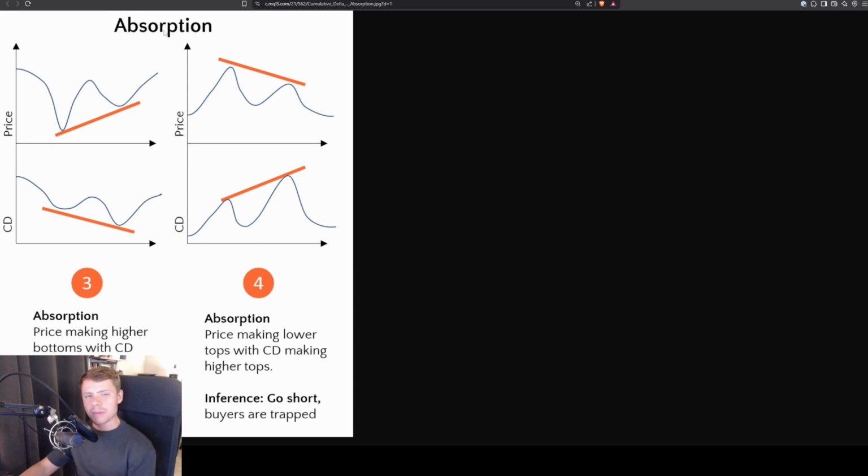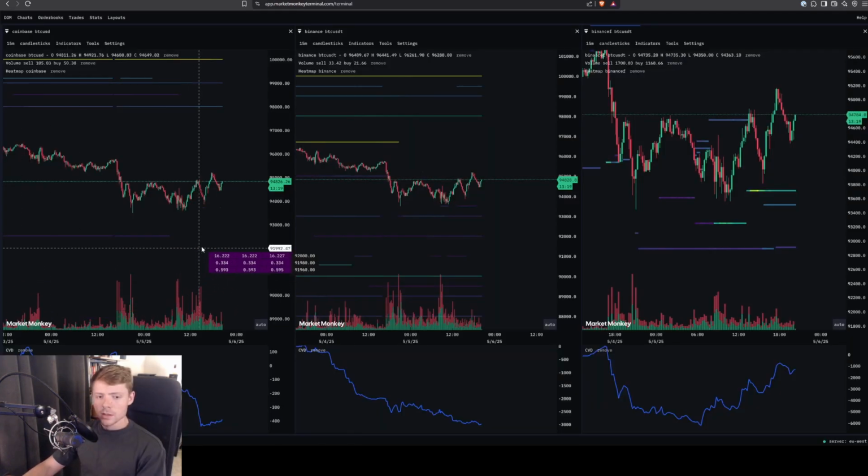Now, this is just a basic overview. I'm going to go over in the next couple minutes how you actually use it intraday, because this is just abstract. Just showing you this, it's not really going to tell you anything. So knowing all this theory is great, right? But how do you actually use it when you're trading?